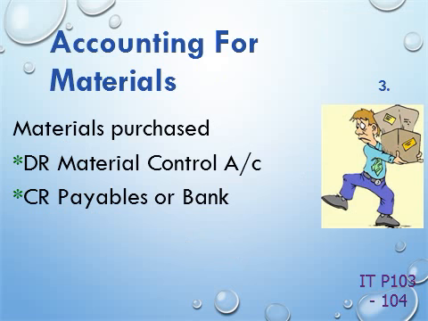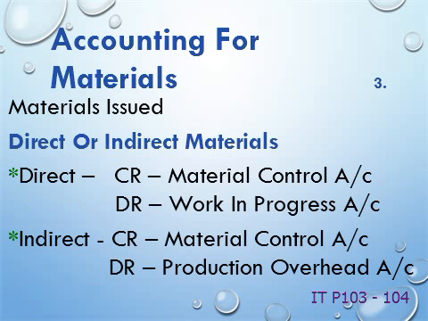When materials are purchased, the double entry is debit, the material control account. Credit, how the material was paid for, either the payables account, or the bank account. Materials that are issued to production are either direct or indirect materials. The double entry for direct materials is credit, material control account. Debit, work in progress account.